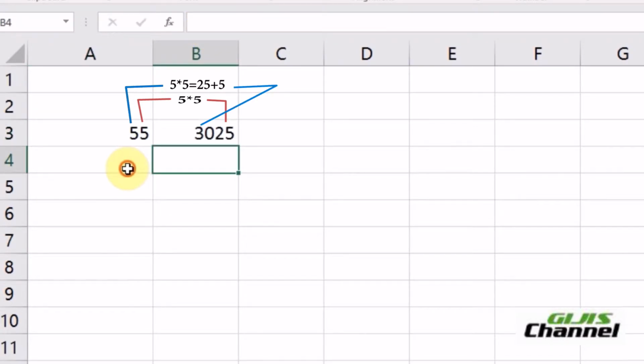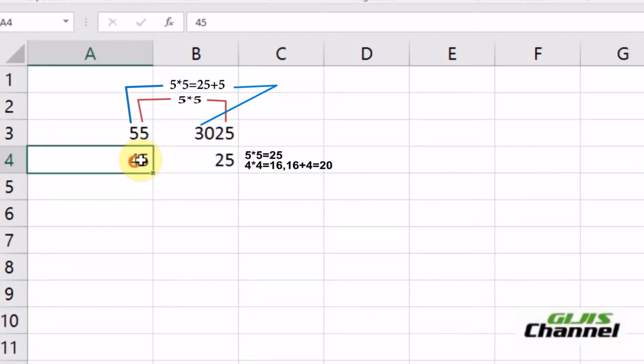Okay, let's look at a different example, 45. So again, as I said before, multiply the number by itself. So 5 times 5 is 25, write down that number first. And the second step is to multiply the number on the left side. The number on the left side is 4, so multiply it by itself, 4 times 4 is 16. Once you get that number, add that 4.